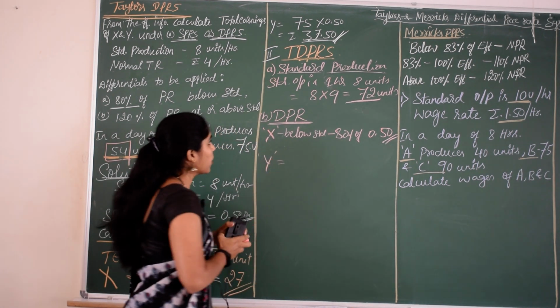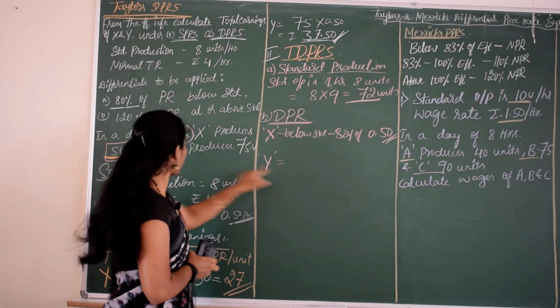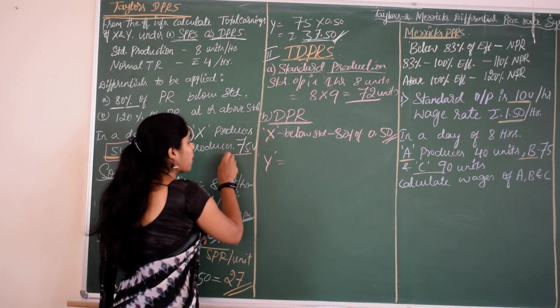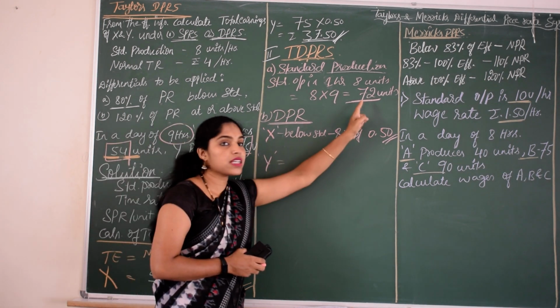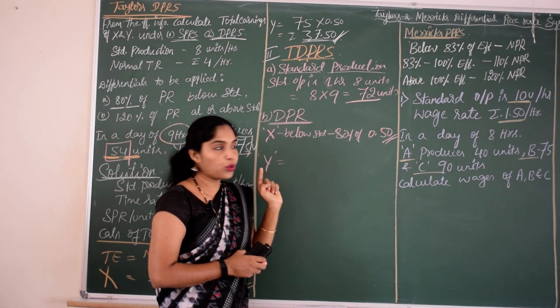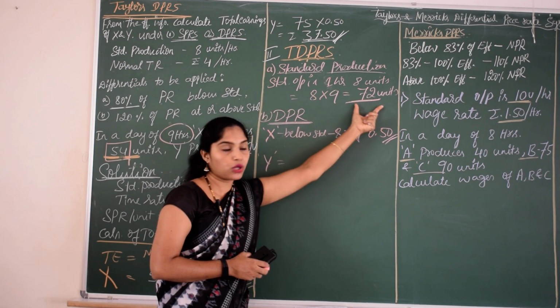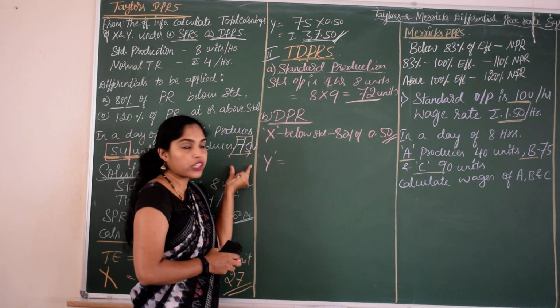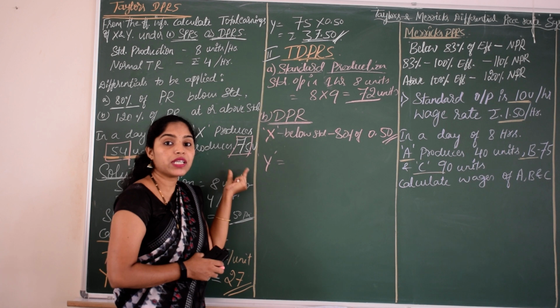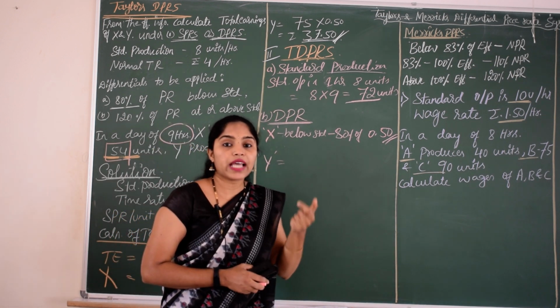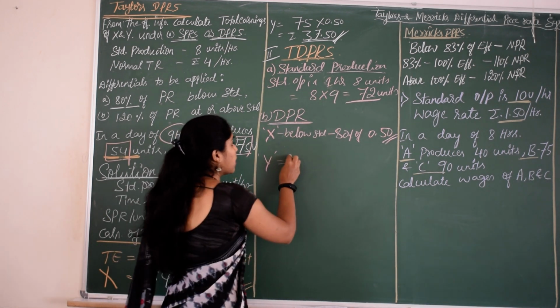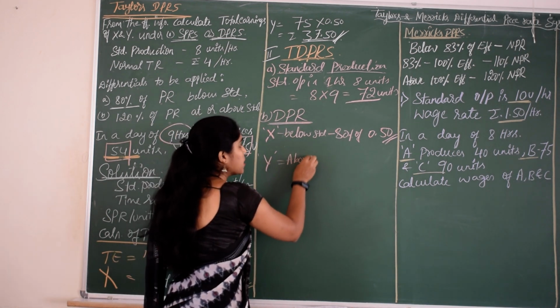So Y's actual production is 75 units. See, Y produces 75 units, whereas our standard production is 72 units. That means he comes under the above standards. His production is more than the standard, so his performance is above standard.